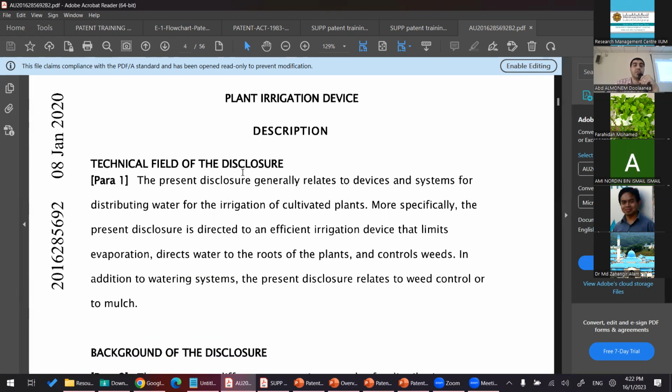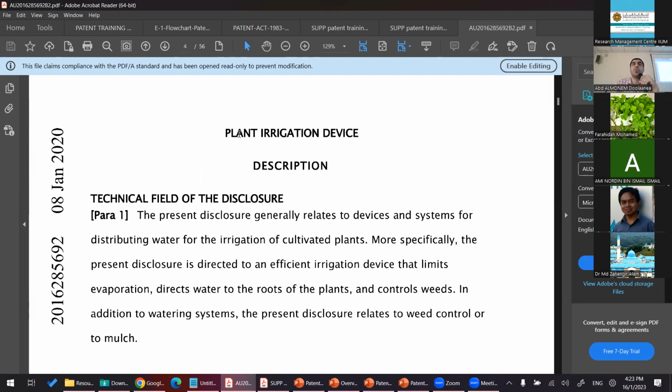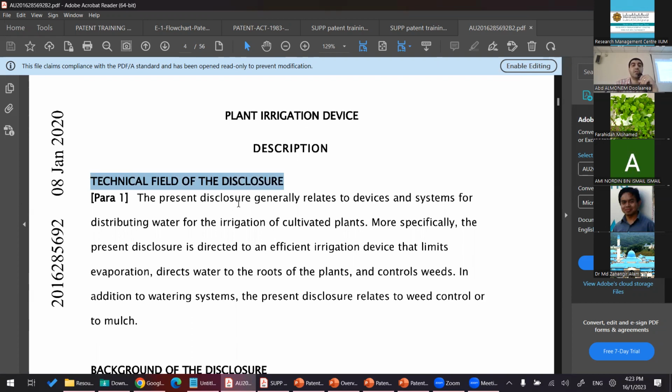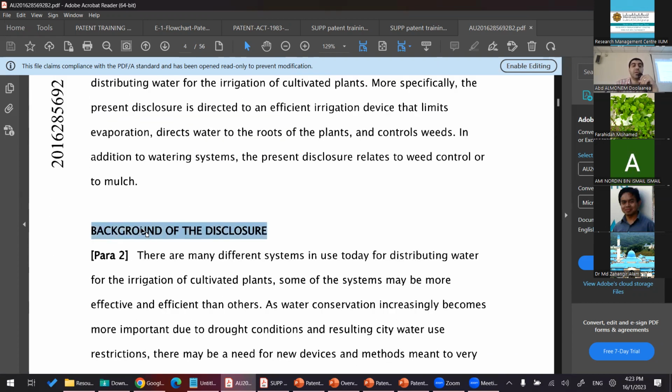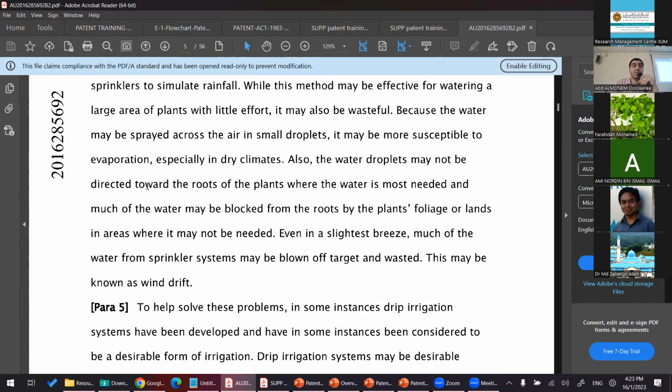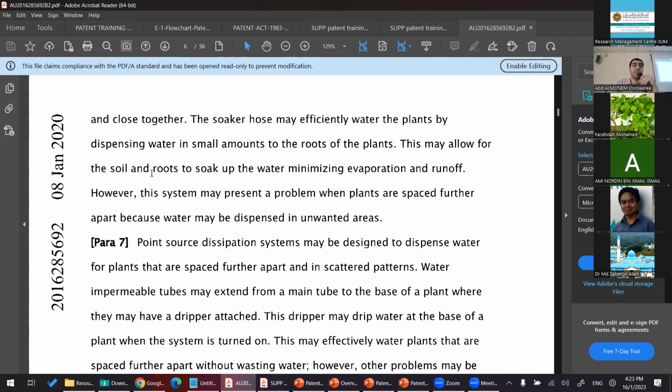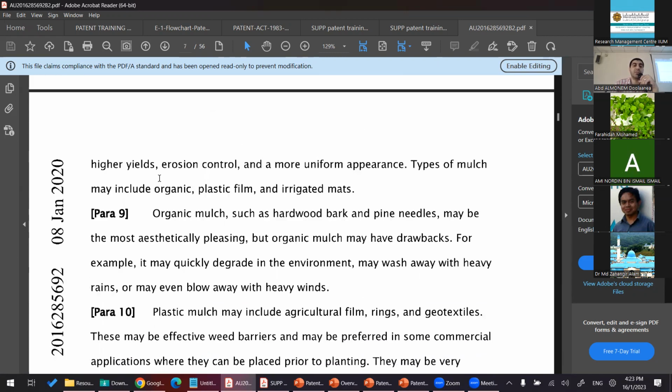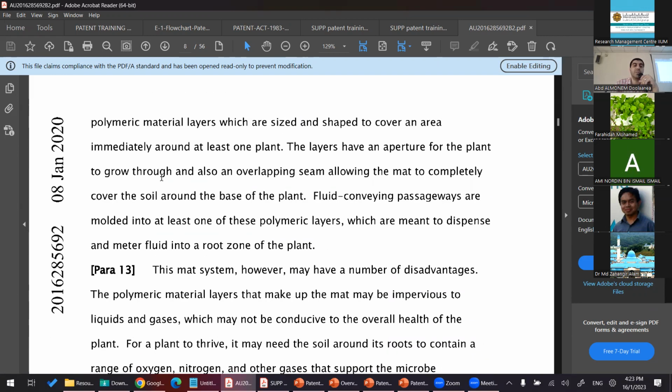This is how it looks like. This one is what you won't need to draft. The title and description, we call it patent description or patent specification. So this is the technical field of the disclosure, background. The format is a bit different from Malaysia, but in general it's quite similar, though not exactly the same.